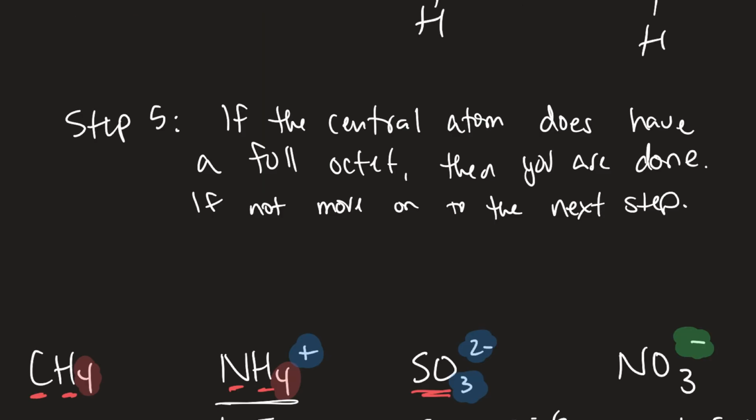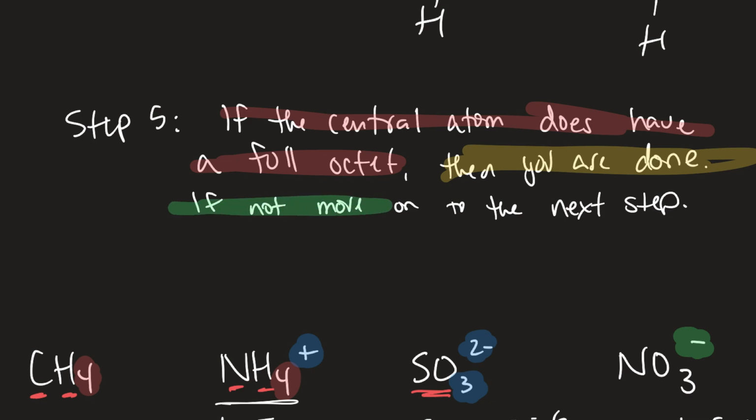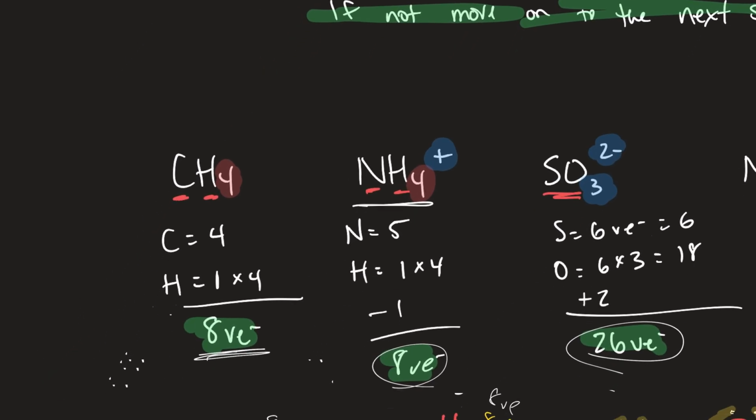Okay, step 5. If the central atom does have a full octet, so if you have enough electrons to fulfill its full octet, then you are done. You complete the Lewis structure. But if it does not have a full octet, then we have to move on to the next step, and we'll talk about the next step a little bit later. But let's go ahead and just identify if we're done or not.